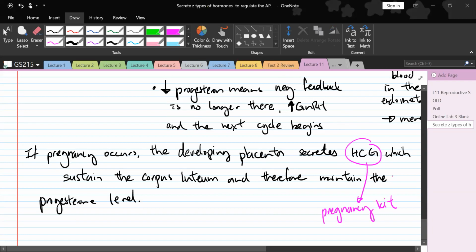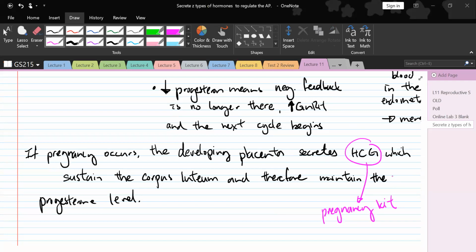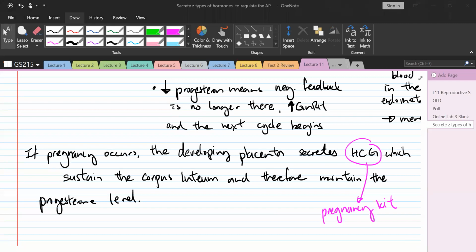pregnancy kit. Okay, once the placenta is fully formed, though, the placenta will take over and produce the estrogen and the progesterone, which would mean that you no longer need the corpus luteum. All right. So that's a lot of stuff going on here. But once again, does anybody have any question at all about any of these?